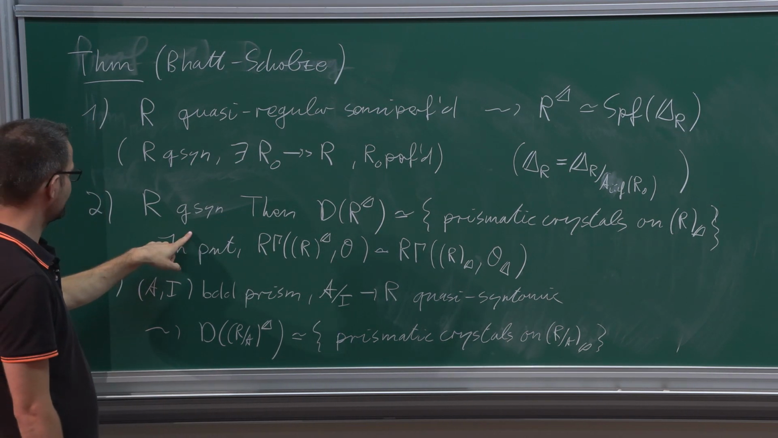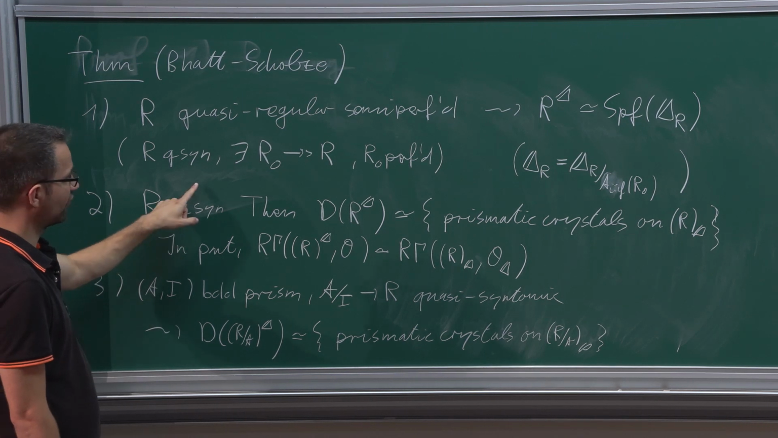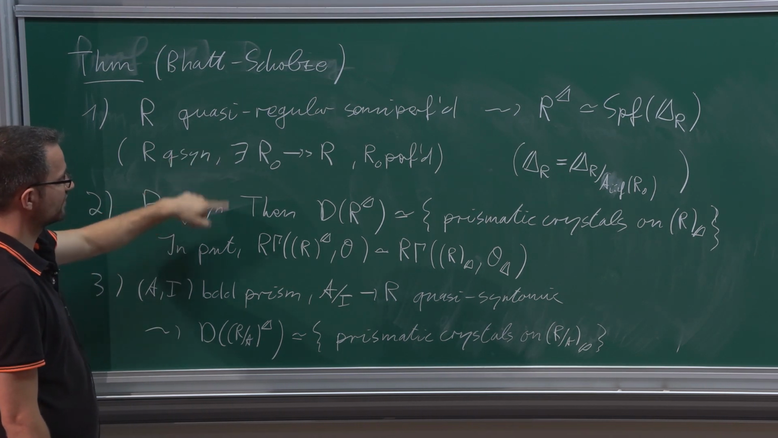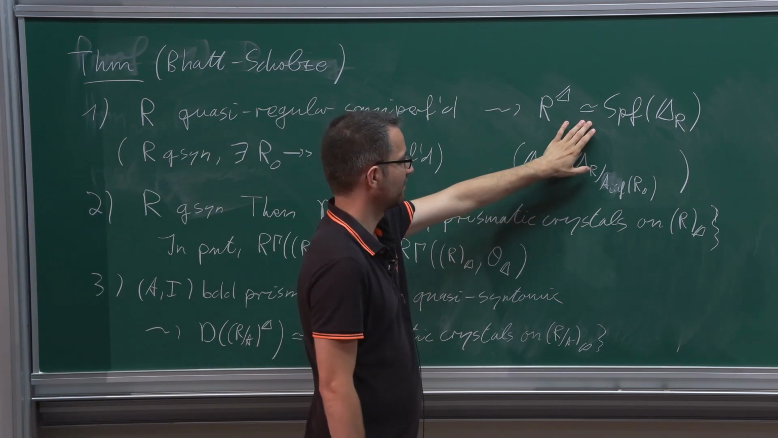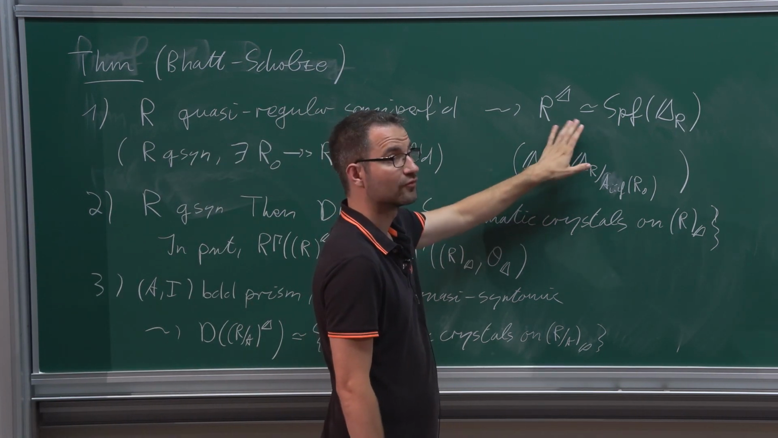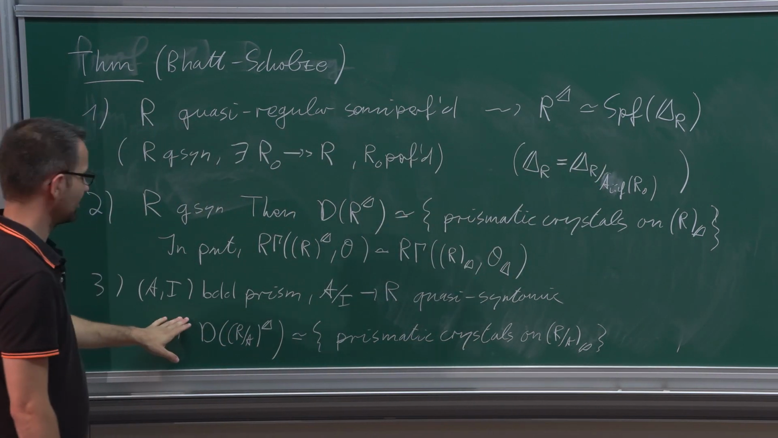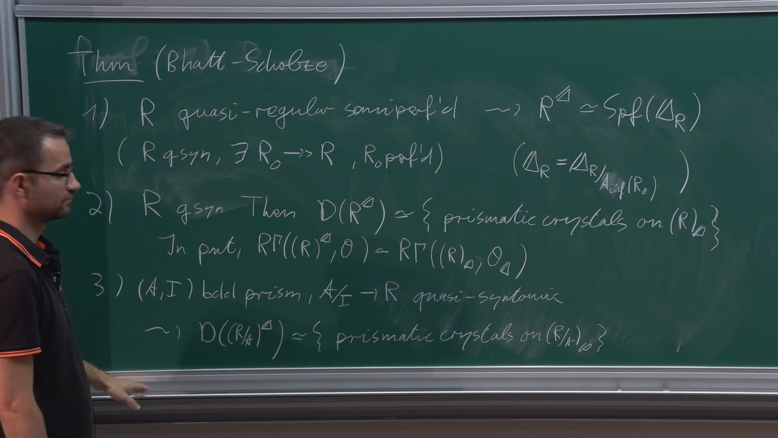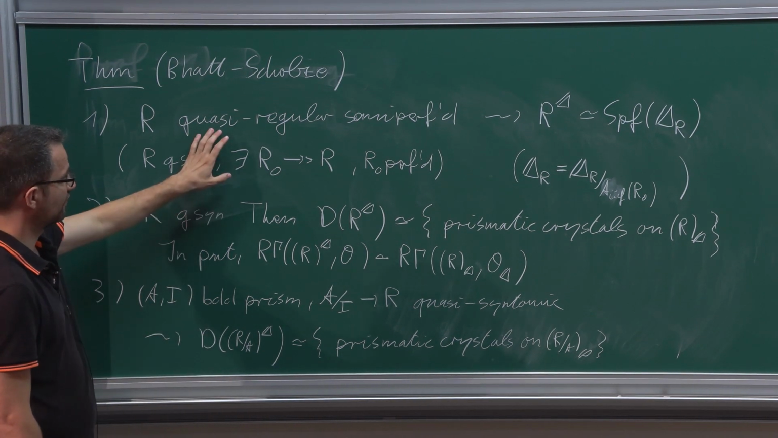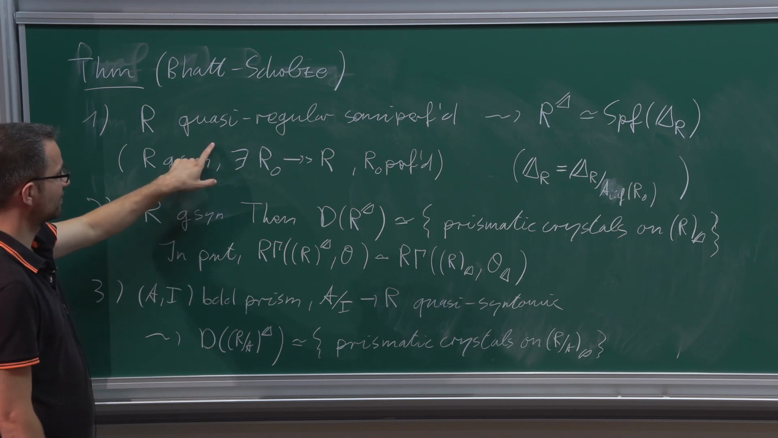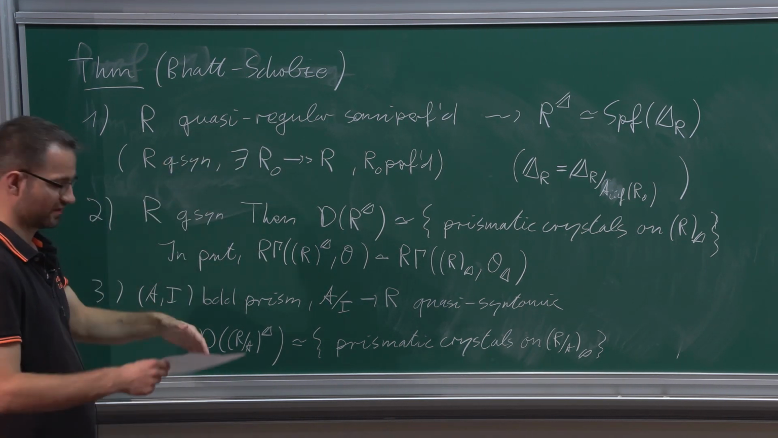Then the second claim follows from the first one by quasisyntomic descent, because given this isomorphism, it's clear how to describe the quasi-coherent sheaves here. And similarly also the third point, using then a relative version of the first statement, replacing quasiregular semiperfectoid algebras by larger algebras.